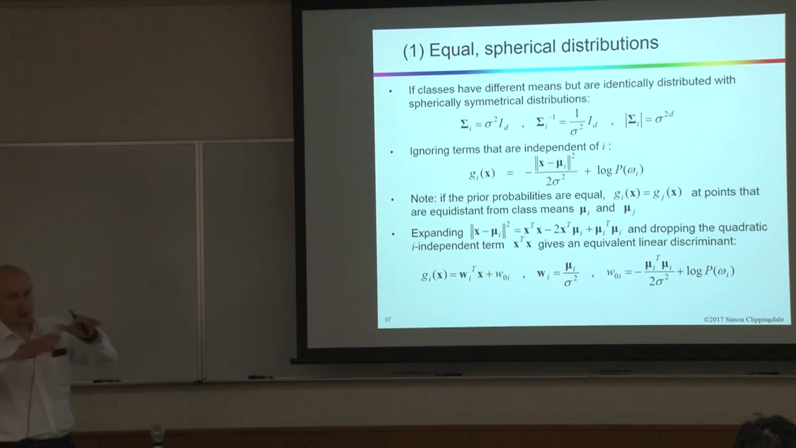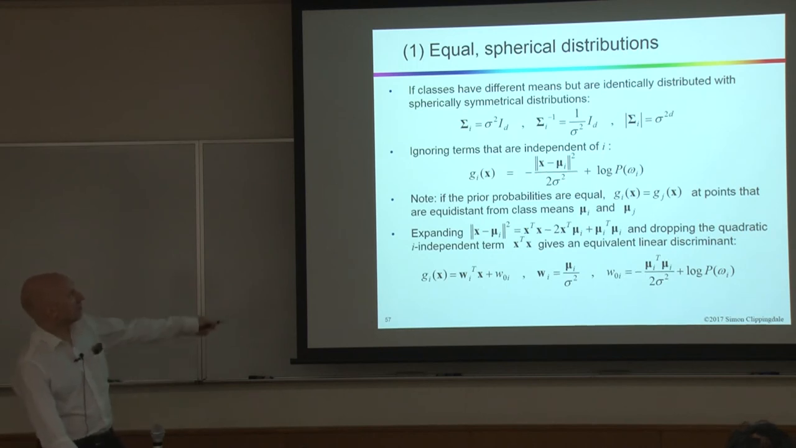So this thing is just a parabolic hill, if you like, centered at the mean of the ith class. And this prior probability of each class just shifts these functions up and down. So if the prior probabilities are equal, then these discriminant functions are equal at points that are halfway between the class means. We don't really need to worry about this, but effectively it means that these things can be discriminated optimally by a simple linear discriminant. So a line in two dimensions or a plane in three dimensions or hyperplane.